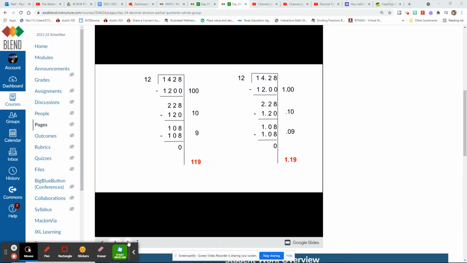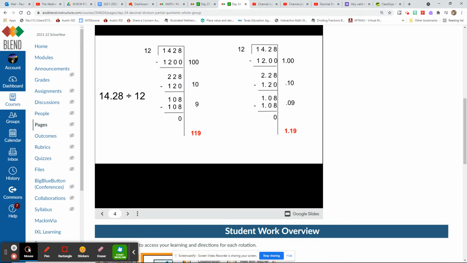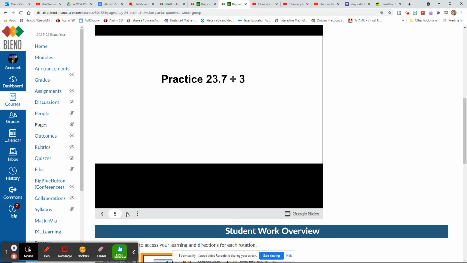All right, so let's take a look at the next example. Last example. Okay, so we're going to do our last example. We're going to do this with both partial quotients and synthetic division. So you can choose whichever you would like to do, whichever makes the most sense to you.